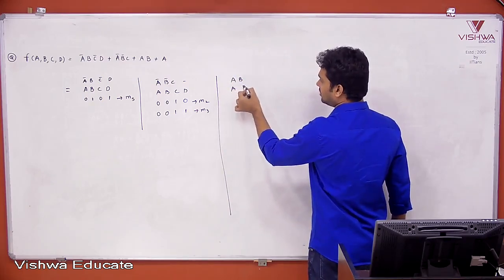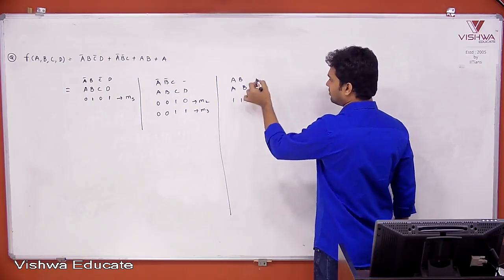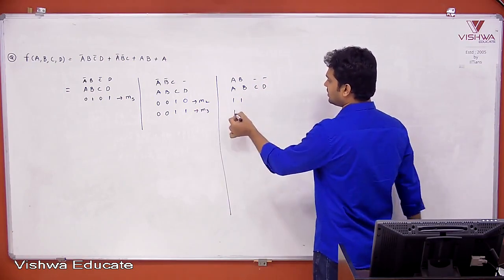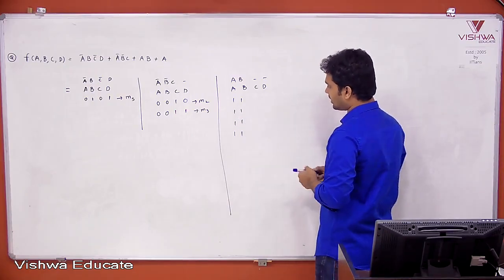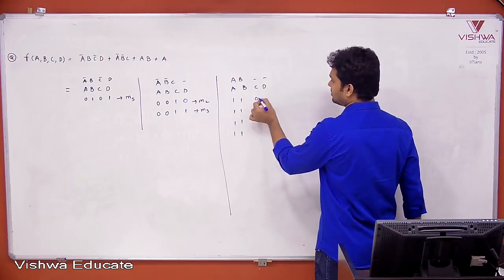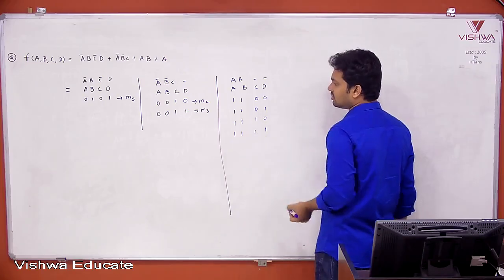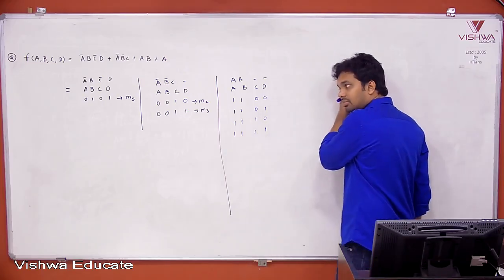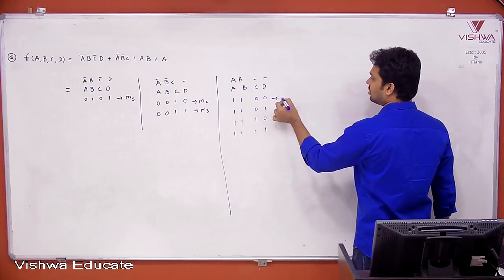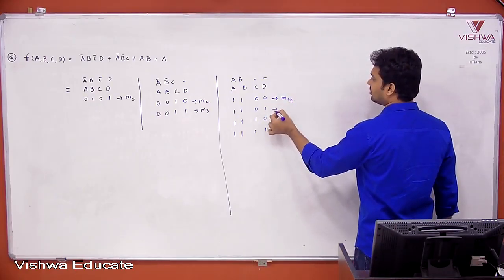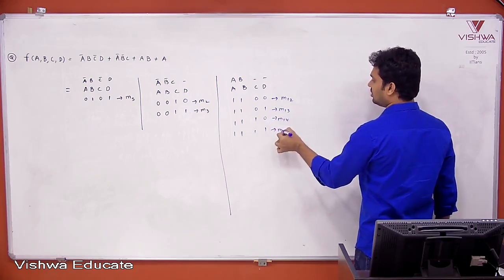Similarly, AB is present. You want A, B, C, D. Now, A and B must be 1s, C and D are not present. So we should multiply with C plus C bar, D plus D bar, or indirectly your CD can be 0 0, 0 1, 1 0, 1 1. That is the meaning. C plus C bar into D plus D bar is nothing but these 4 combinations. So these are minterms 12, 13, 14, 15.